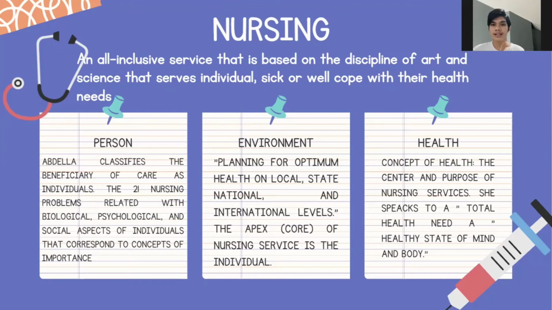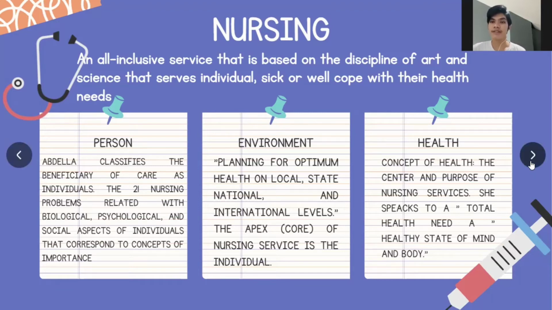The second concept is the person. Abdellah classifies the beneficiary of care as the individual. The 21 nursing problems relate to the biological, physiological, and social aspects of individuals. Abdellah described people as having physical, emotional, and sociological needs. These needs may be overt, consisting largely of physical needs, or covert, such as emotional and social needs.